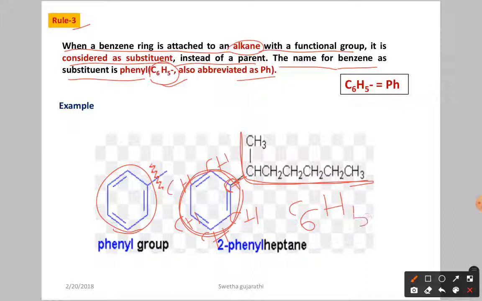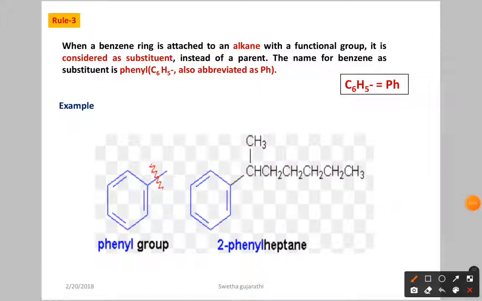We have only 5 hydrogens, and this is going to link to the carbon chain. That's why we write C6H5. This is called the phenyl group. With this bond, it is going to attach to the alkane. In that case we are not writing it as benzene, we take this benzene ring as a substituent. As a substituent, it has the name phenyl. Now again, here this is the parent chain, the longest carbon chain.